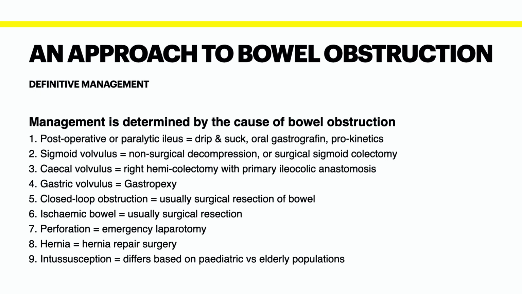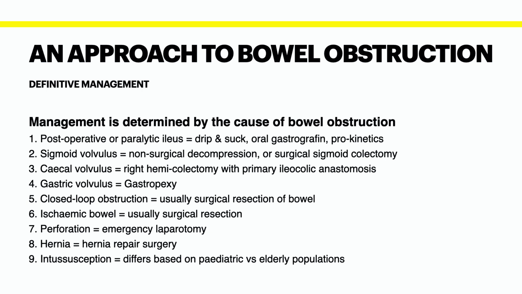A gastric volvulus will typically be treated with a gastropexy. A closed loop obstruction will usually result in surgical resection of bowel, as will any patient presenting with ischemic or necrotic bowel. Bowel perforation, or the suspicion of perforation, is an indication for an emergency laparotomy. If bowel obstruction is due to hernia, well then repair the hernia with hernia repair surgery.